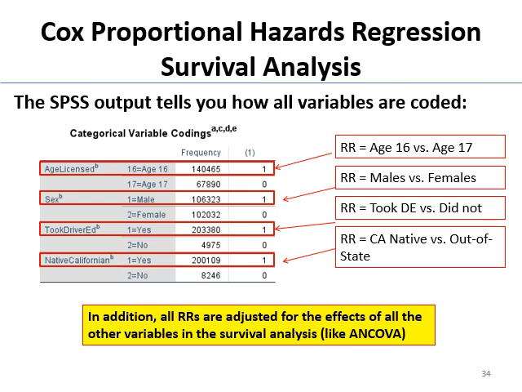So all these rate ratios are adjusted for the effects of all the other variables. So it's like ANCOVA for everything. So when you talk about the effects of sex, well, they're adjusted for differences in age and taking driver's ed and being a native Californian, etc. Everything's adjusted for everything else in the model is the easy way to say that.